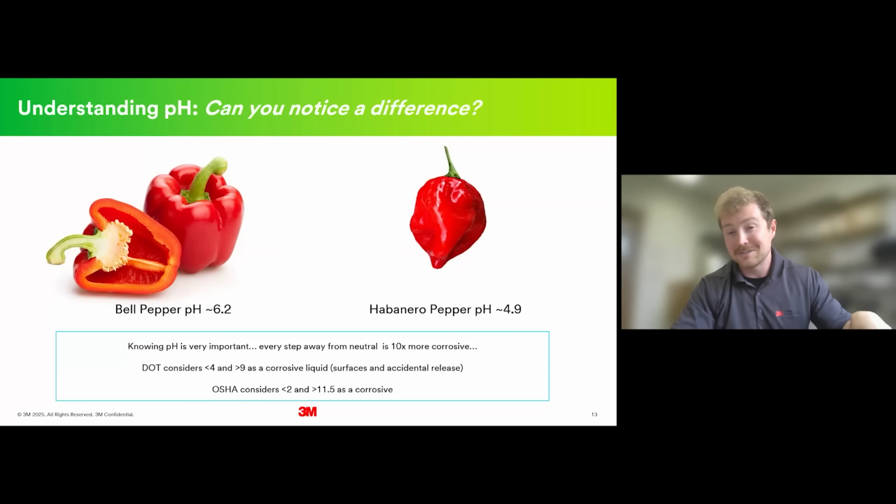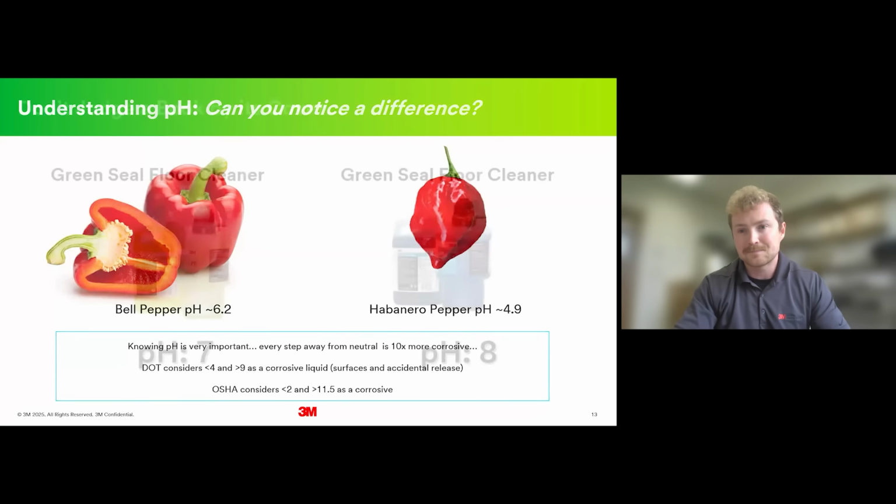Now, if the OSHA or DOT thinks that anything lower than 4 or greater than 9 is corrosive, there's a lot of cleaning chemicals that we use on a day-to-day basis that would be determined corrosive in their aspect. And maybe this is why we're seeing a lot of surface degradation in these spaces.